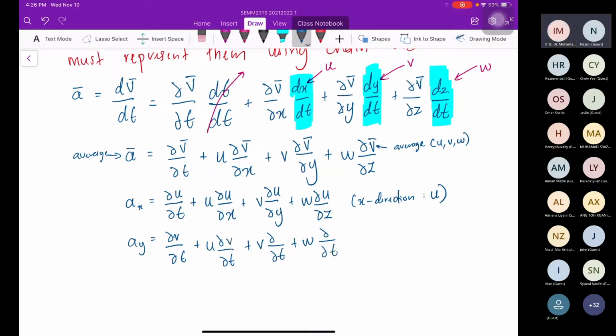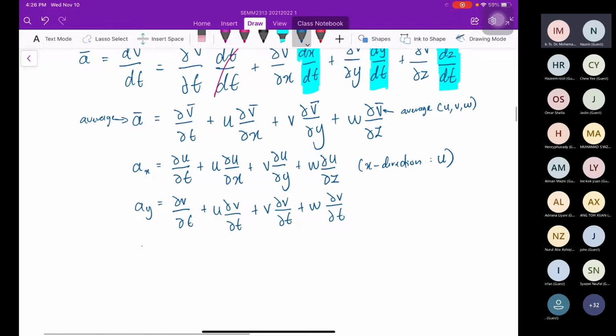Okay, now become V, small v. Simple. And Y and Z. Partial derivative of W, partial derivative of T, plus U plus V plus W over partial derivative of time. This is W. Okay, finish.